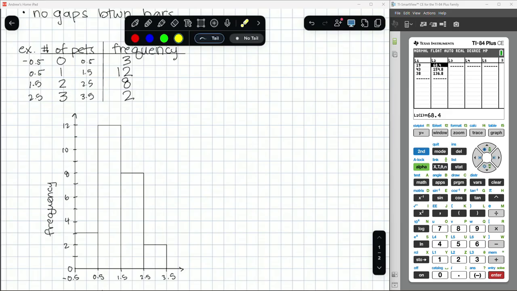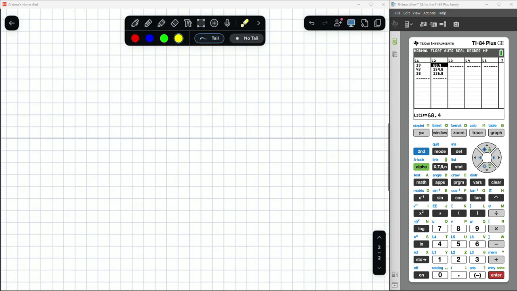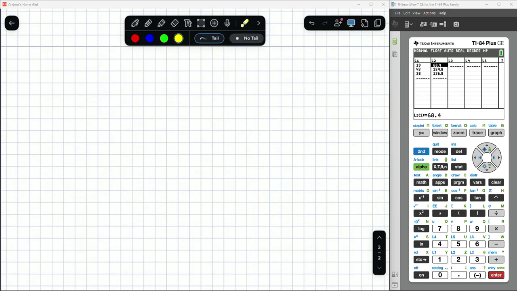I want to do one more example where the data isn't grouped and we need to group it ourselves. So I'm going to scoot up here a little bit and I'm going to pull an example from the textbook.